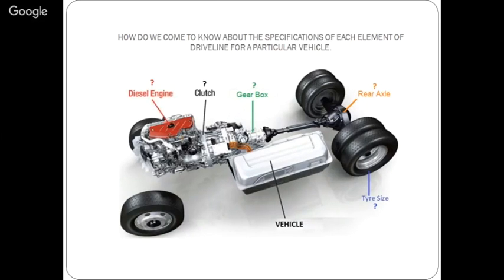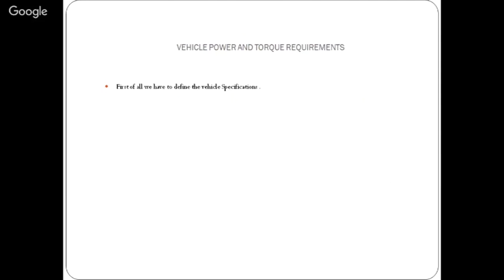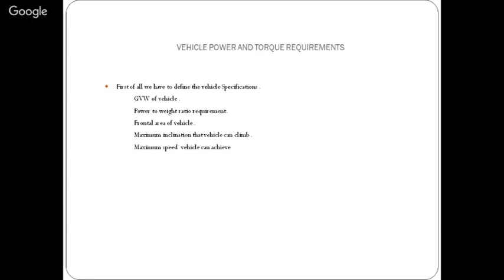But what about the speed? From where will I get the speed? Clear? From where will I get the speed? So this is one of the specifications which are again frozen for a particular vehicle: torque requirements.